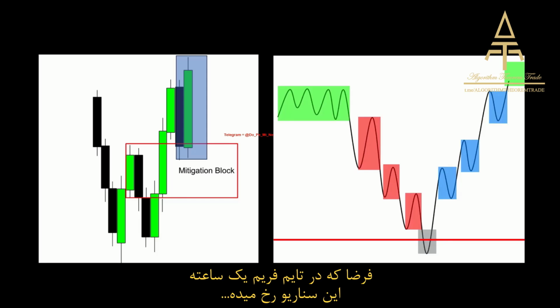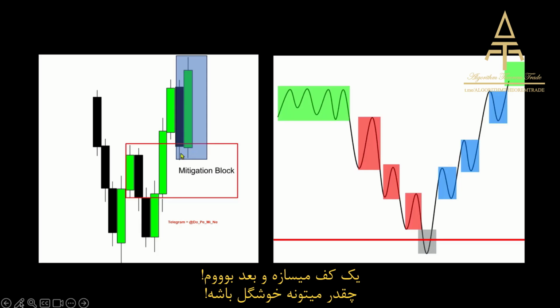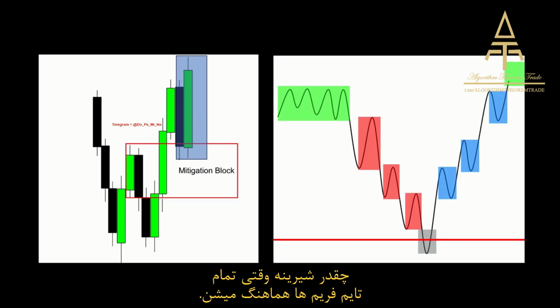Let's imagine that on the hourly time frame, you see this scenario play out or unfold, in which there is a mitigation block creation, market retraces into that during the right time of day. You see a low form, boom. How sweet is that? How sweet is it when all time frames align?